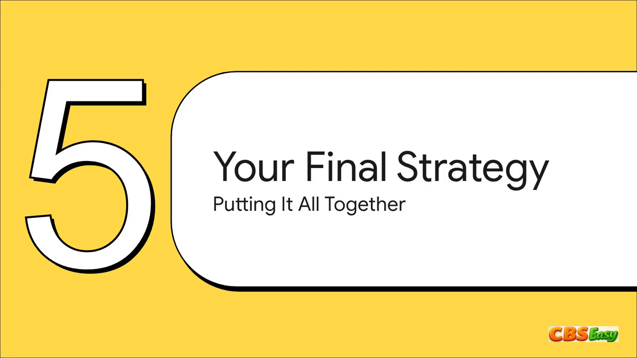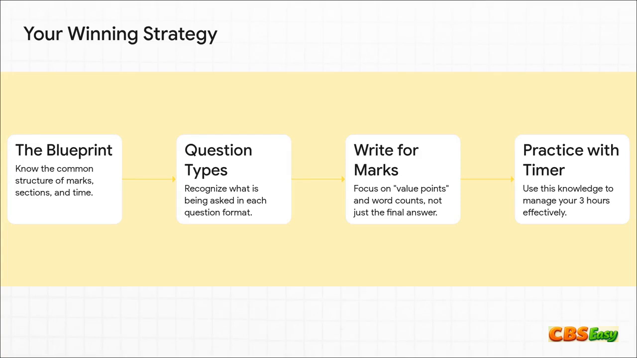Okay, so we've cracked the code, we've peeked at the marking scheme. Now what do we do with all this info? Let's pull it all together into a simple winning strategy you can actually use. Here it is in just 4 steps. 1. Understand that universal blueprint we talked about. Know the structure. 2. Know what each type of question is really asking for. 3. Don't just write to answer. Write to score marks. That means aiming for those value points and keeping an eye on word counts. And 4. Put it all into action by practicing with a timer. That's how you turn this knowledge into real results.